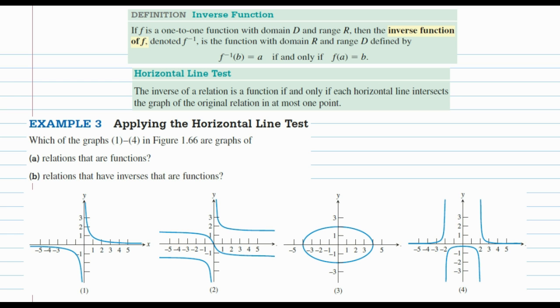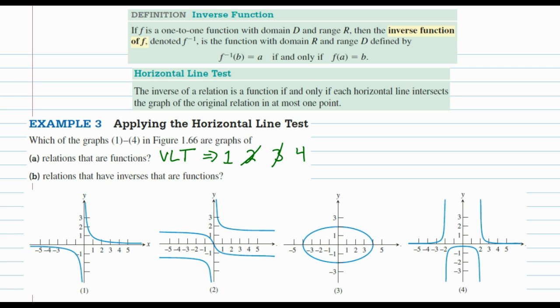So in part A, identify the relations that are functions. So let's see. Number 1, so this we're going to use the vertical line test. Number 1 passes the vertical line test. Number 2 does not. Number 3 does not. And number 4 does pass the vertical line test. So numbers 1 and 4 are relations that are also functions.